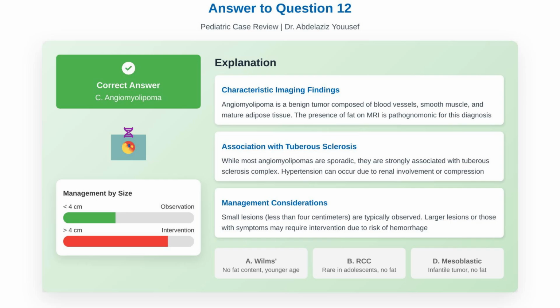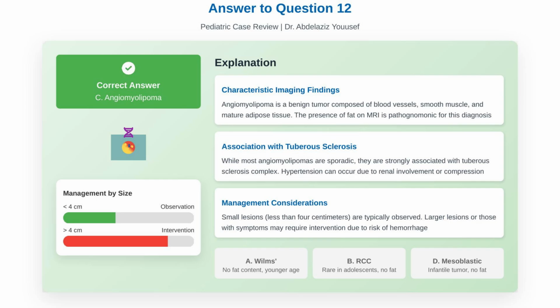Angiomyolipoma is a benign tumor composed of blood vessels, smooth muscle, and mature adipose tissue. The presence of fat on MRI is pathognomonic for this diagnosis. While most angiomyolipomas are sporadic, they are strongly associated with tuberous sclerosis complex. Hypertension can occur due to renal involvement or compression.